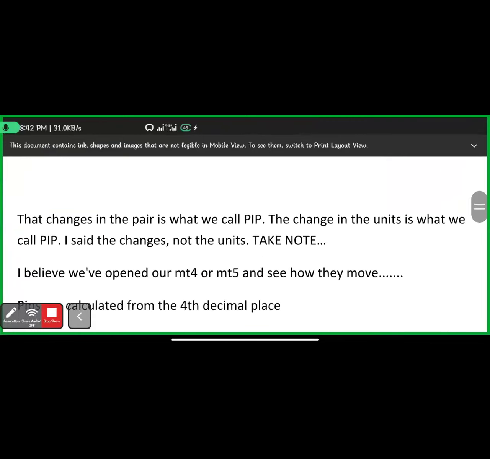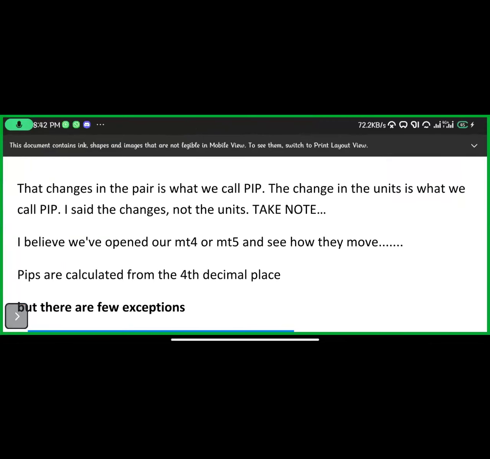Let's continue. So that's what I'm trying to explain at this point. Now, that change in the pair is what we call pips. Do you get it now? The change in the units is what we call a pip. I said the changes, not the units. Please take notes. The change that occurs is what we call a pip. It may be 1, 2, 3. So I believe we all have MT4 and MT5, so you can observe what pips is all about.